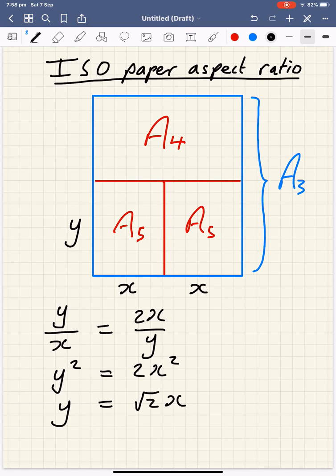In other words, for ISO paper, the height of any sheet is the square root of 2 times the width of the same sheet. And this is true for A5, A4, A3, and in fact for the B series or C series as well.